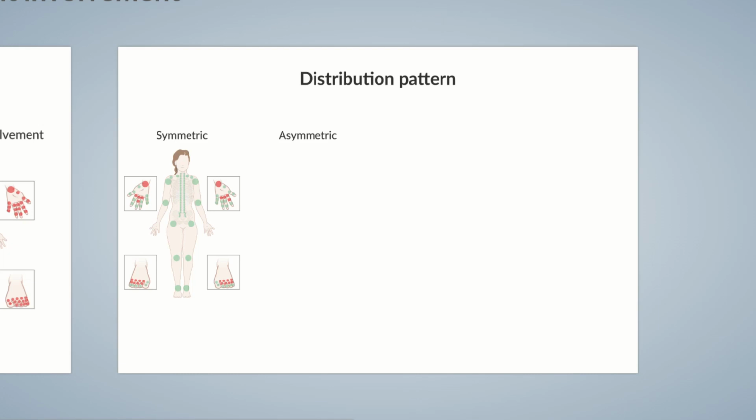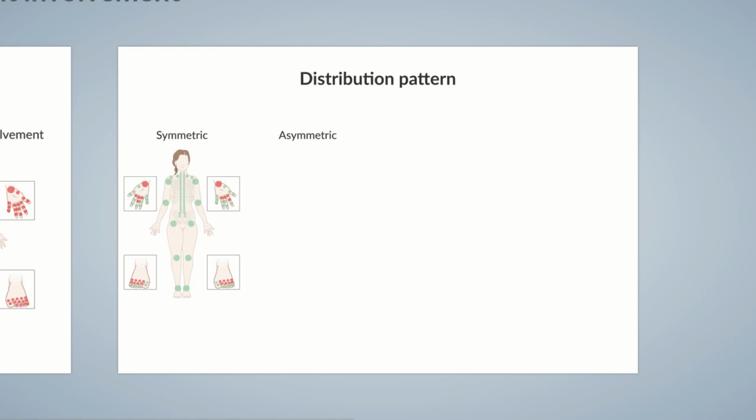Let's take a detailed look at this example. Here, we can see that the MCP joints of digits 2 to 4 are affected and represent symmetric involvement. The PIP joint of digit 2 on the left and the PIP joint of digit 3 on the right are also affected. Despite this pattern of joint involvement, it's still considered symmetric.